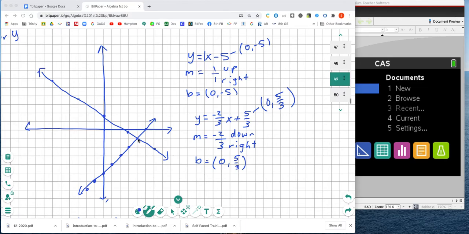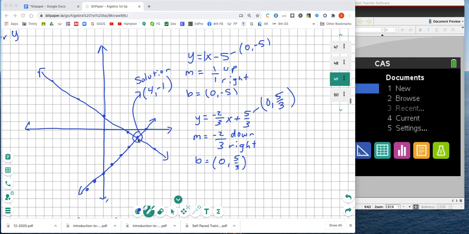So here is our solution. Here is the ordered pair that makes both of the equations work. So this is our solution to our system. And the solution looks like it's going to be (4, -1). And how did we find that? Because we graphed both of the equations and looked for the intersection.